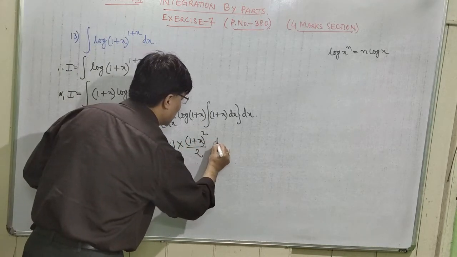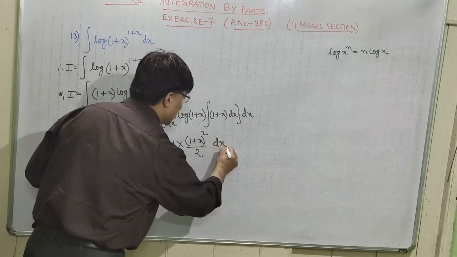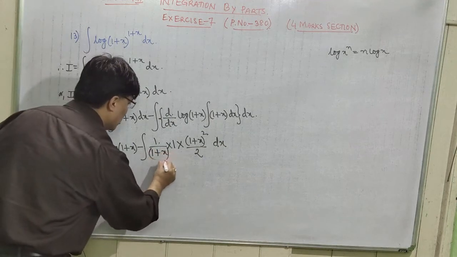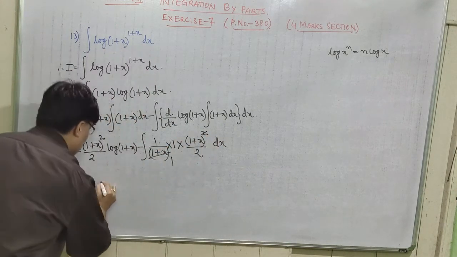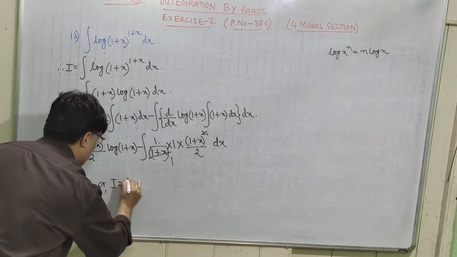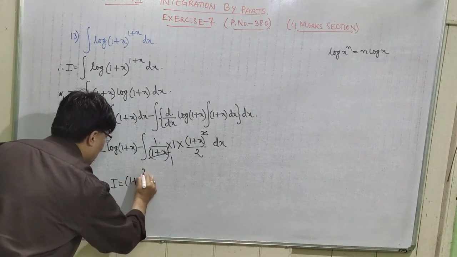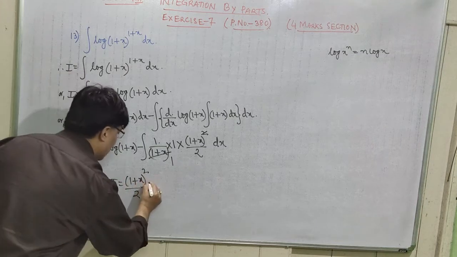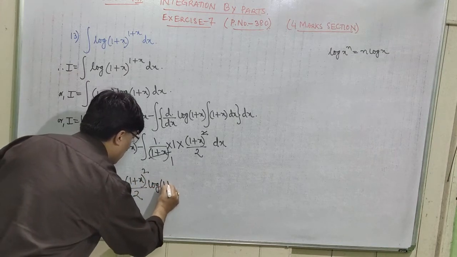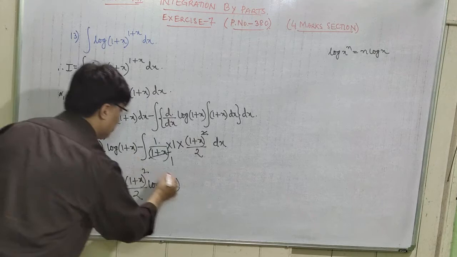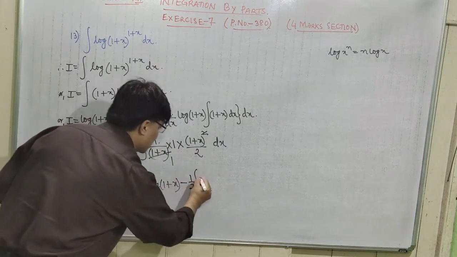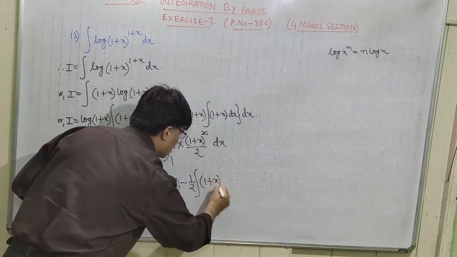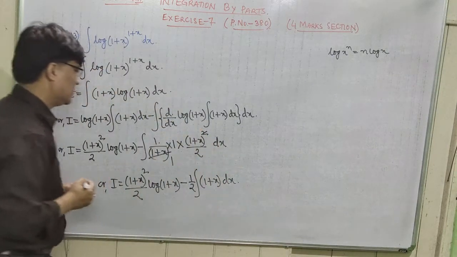Then we write down this dx. Okay. So here you can cancel 1 plus x. 1 plus x and square will be cancelled. Or I is equal to, this is your 1 plus x whole square divided by 2. Then we can write log of 1 plus x. Okay. Minus this half is constant, it is taken outside, integral sign, now it is 1 plus x dx.